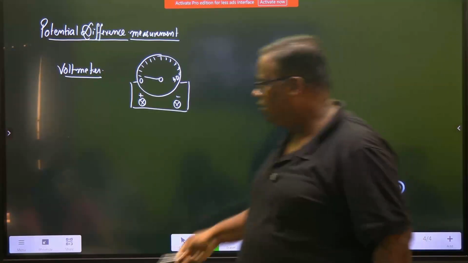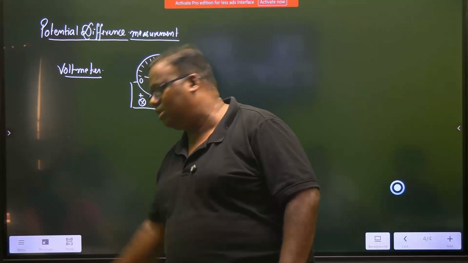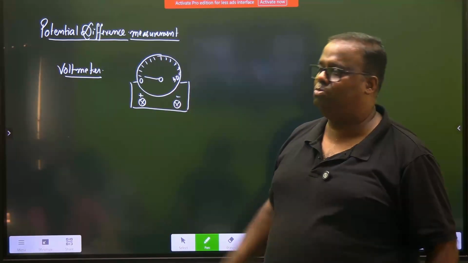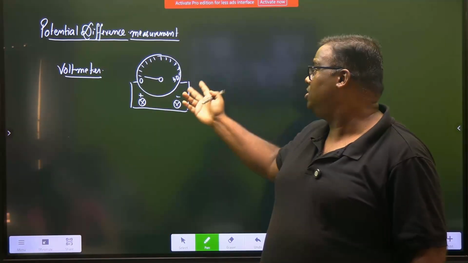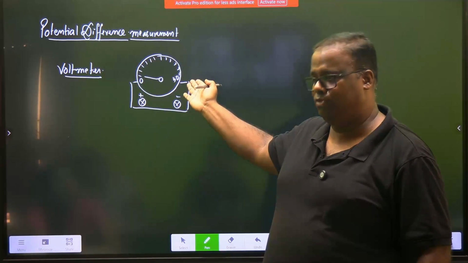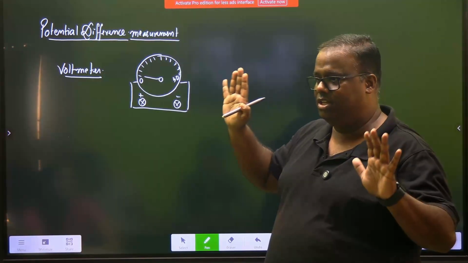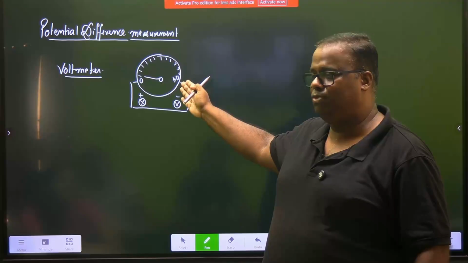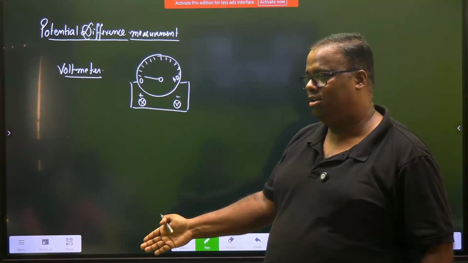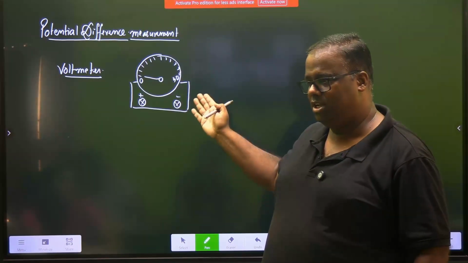This voltmeter cannot be used for checking the voltage of our switchboard. If you connect this to our switchboard, it will blast away, because it can maximum show how much? 50. You are measuring the energy, right? The energy it can measure is up to 50. And you are trying to connect it on 250. Can it measure? It cannot measure.